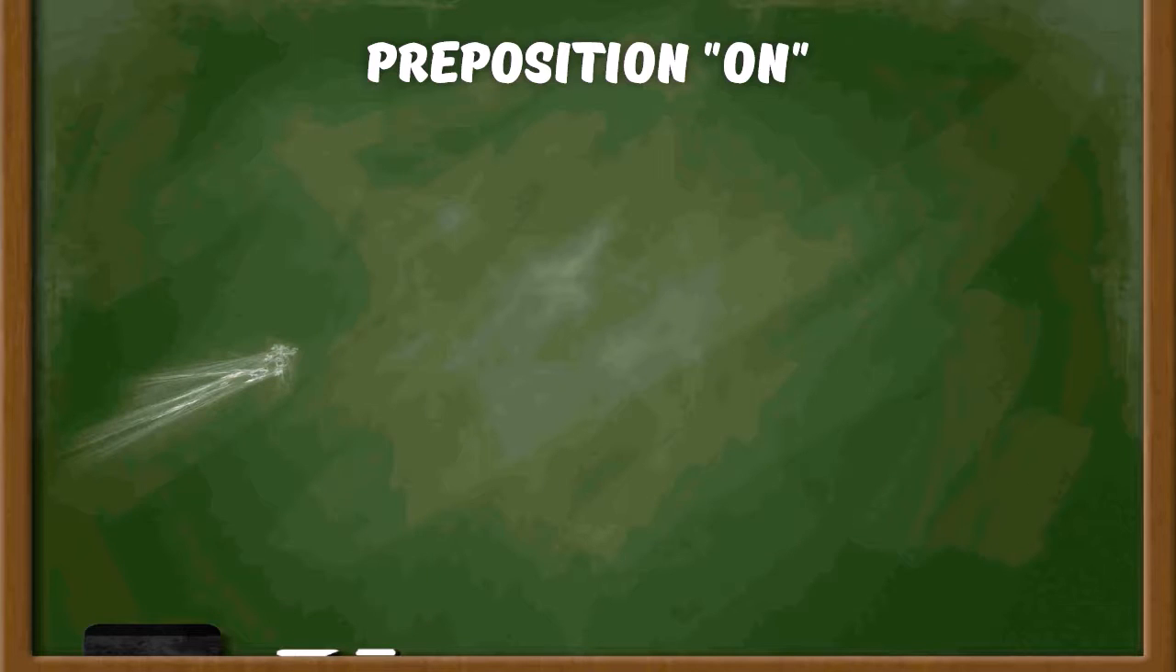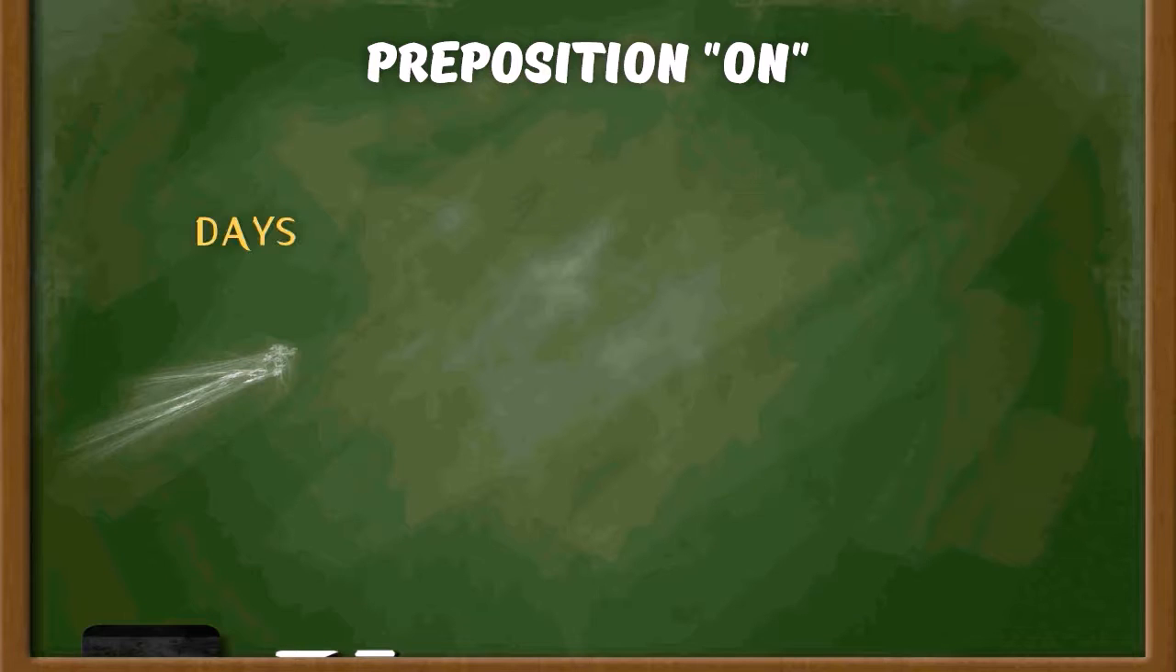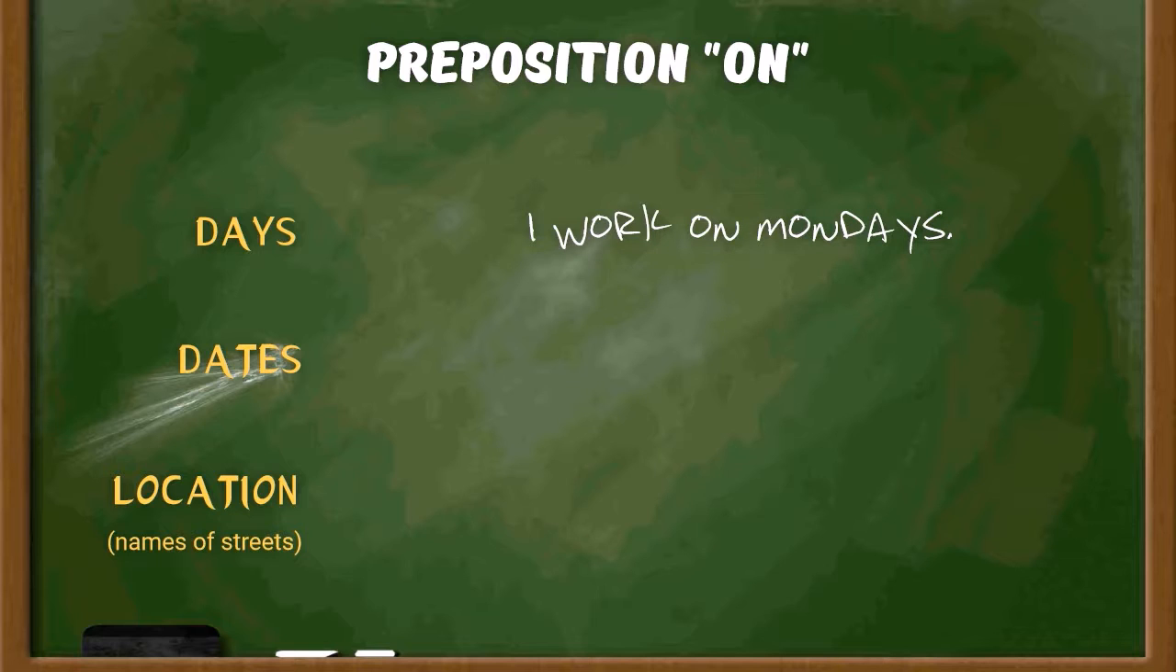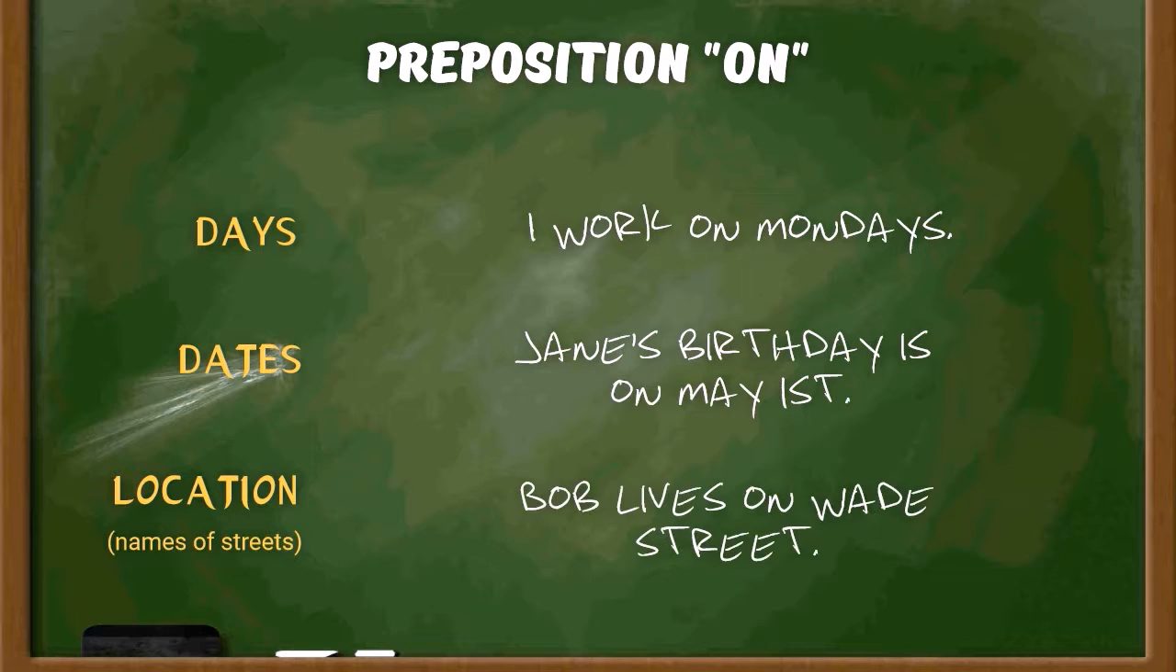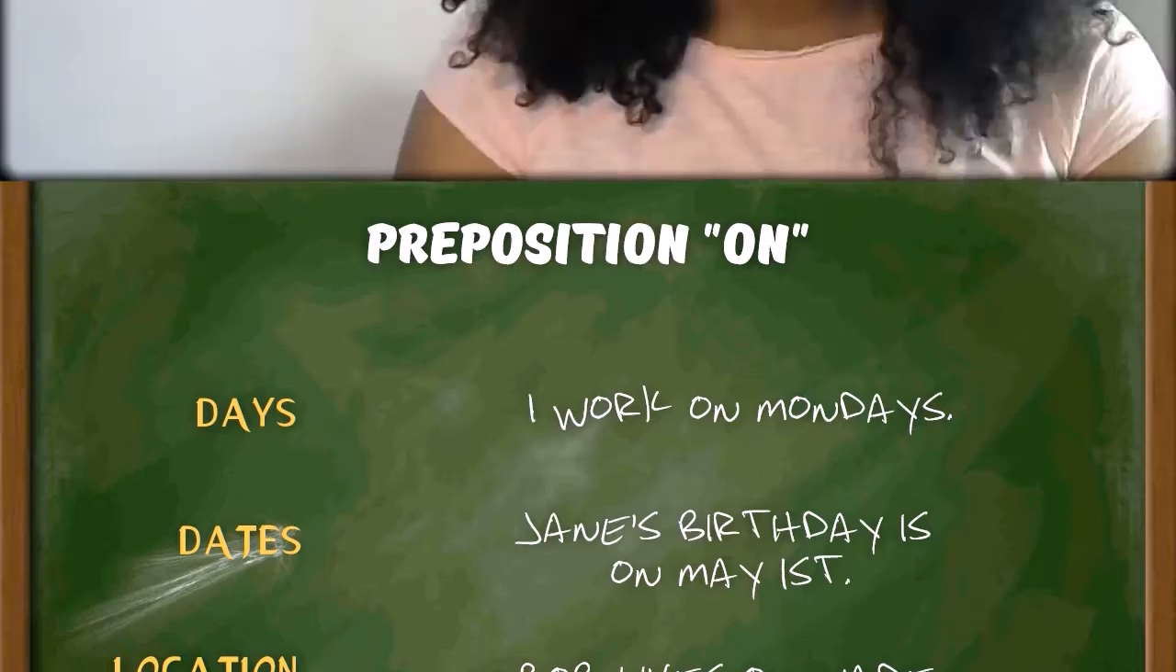You can also use the preposition on to talk about days, dates, and locations. Let's start with days. In general, if I work every Monday, I could say, I work on Mondays. Next, dates. Jane's birthday is on May 1st. And last, locations. We can use the preposition on for names of streets. Bob lives on Wade Street.